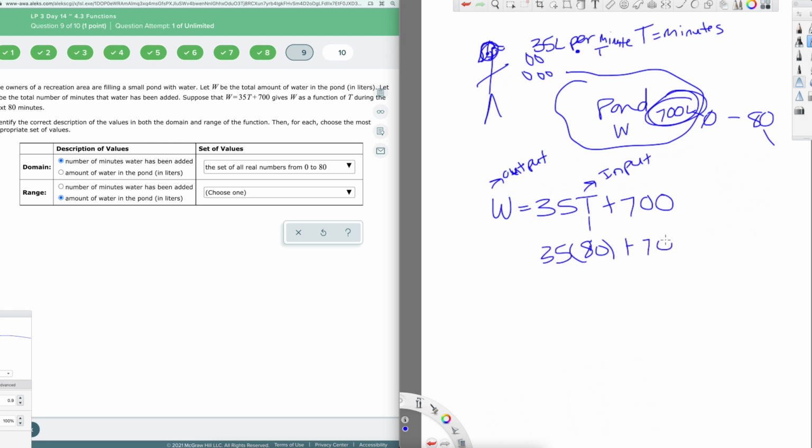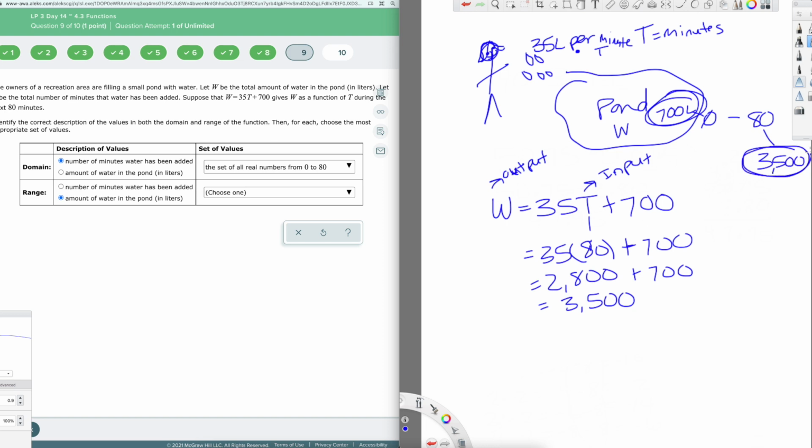So we're going to do this multiplication here. We're going to go 35 times 80. We get 2,800. Let me make sure. 35 times 80. I want to make sure there was nothing else in my calculator. Yep, that's exactly how that is. And so we're just going to add these together. So we go plus 700, and we get 3,500. So this is my maximum. So at 80 minutes, I'd have 3,500.